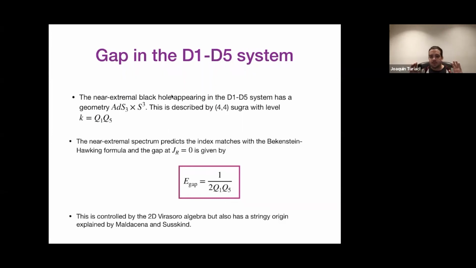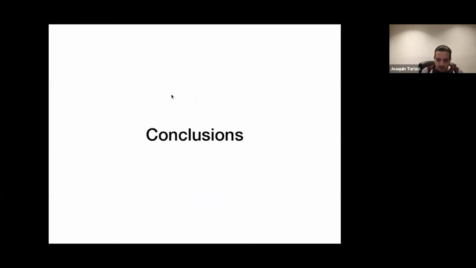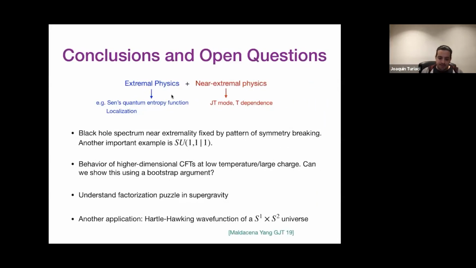This one happens to be controlled by Virasoro symmetry, but even in cases where you don't have Virasoro symmetry in your theory, this should also hold in the Schwarzschild limit. In a sense, this Schwarzschild limit is more universal than Virasoro, of course. So what I was trying to do is to explain how to carefully separate the extremal physics of black holes from the near extremal physics controlled by this JT mode.